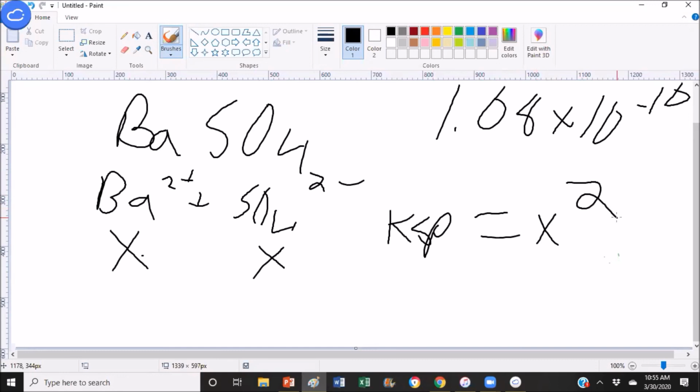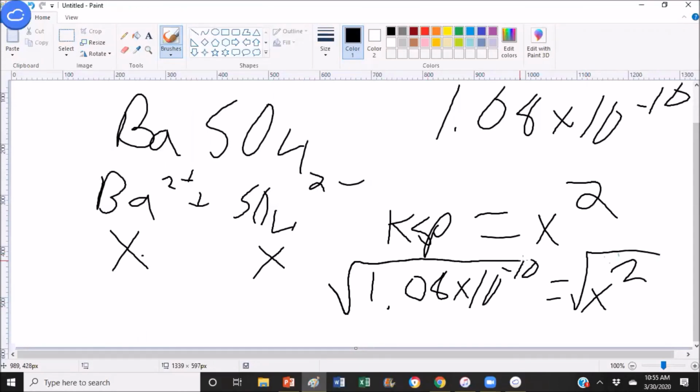So that's 1.08 times 10 to the negative 10th equals x squared. Square root this. So the amount of barium sulfate that is allowed to dissolve is equal to 1.04 times 10 to the negative fifth. That's the concentration of barium. That's the concentration of sulfate that you would see in solution.